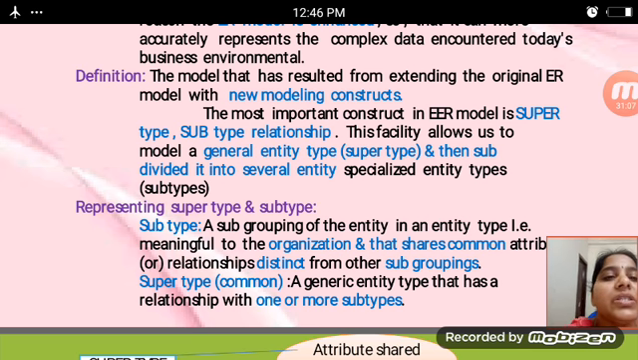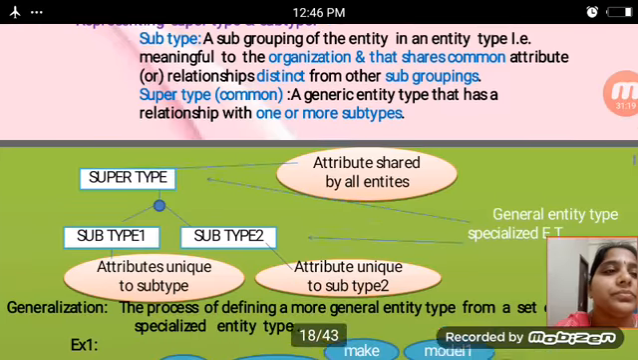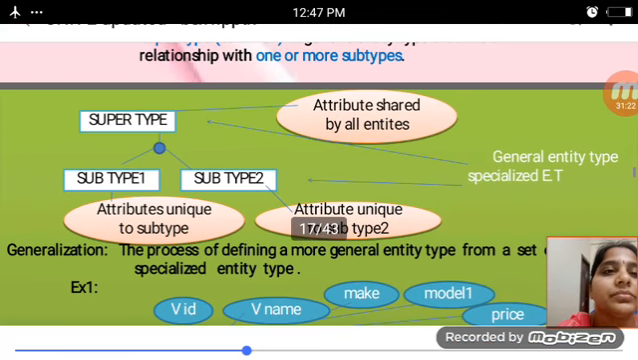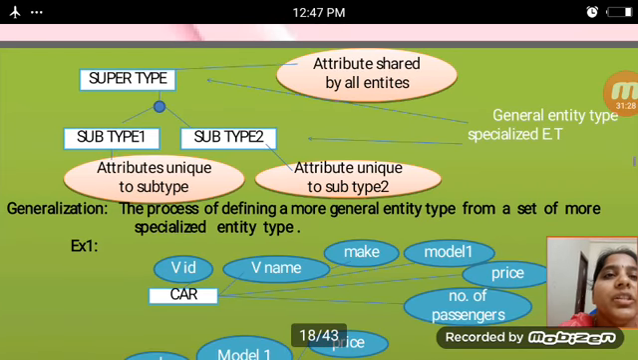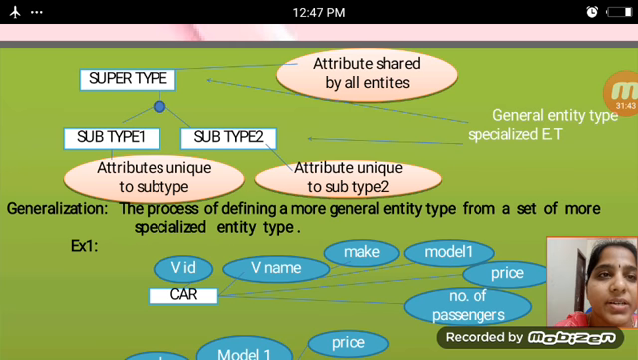The next one is the supertype, a generic entity type that has a relationship with one or more subtypes. For example, the supertype is indicated by a rectangle symbol. As shown in the figure, this supertype is divided into subtype 1 and subtype 2. One entity is divided into two entity parts.